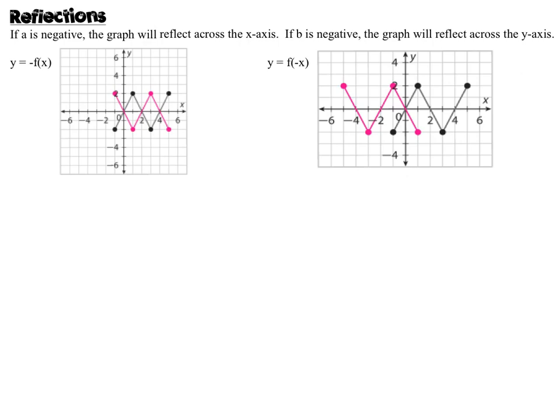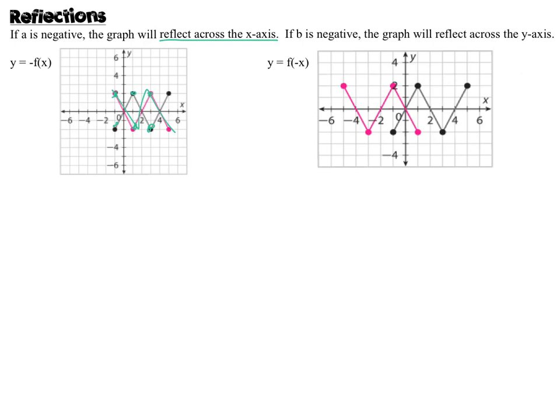Alright, and then the easiest of the transformations is the reflections. If I have a negative out in front of my function, if the a is negative, that's going to reflect the graph across the x-axis. So all of my positive 2 now becomes negative 2, or vice versa. My positive 2 becomes negative 2. My negative 2 becomes positive 2. So the whole thing flips over. But don't tell me it flips over. Tell me it reflects across the x-axis.